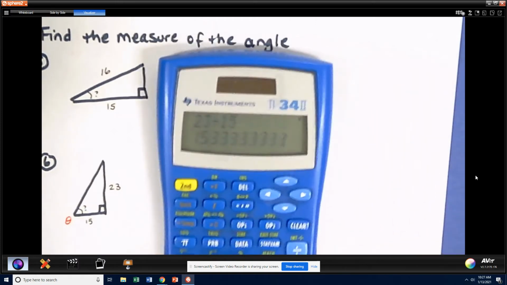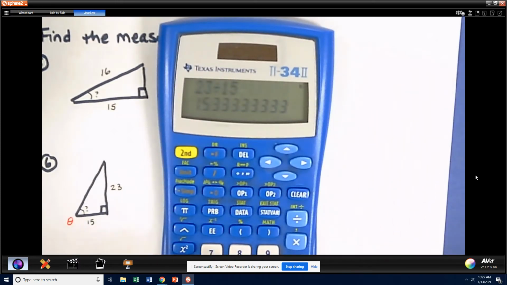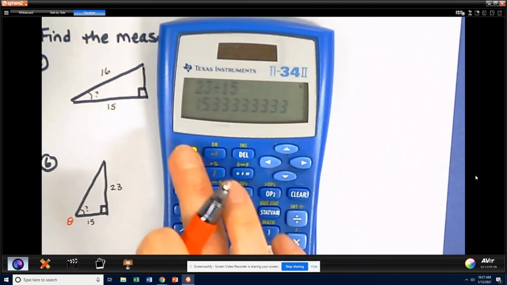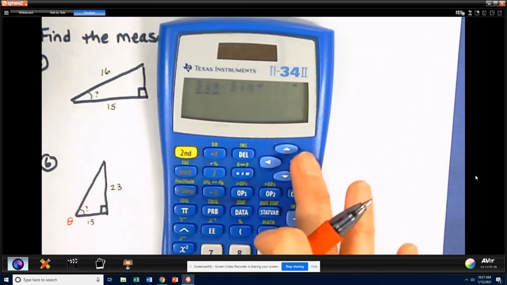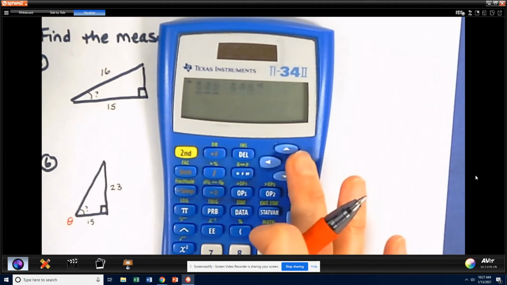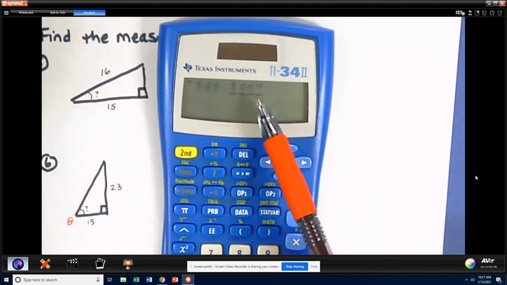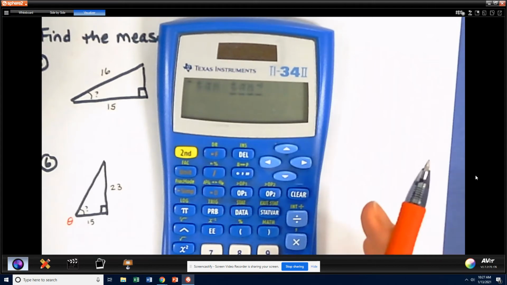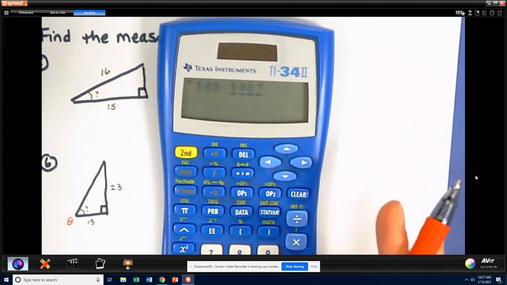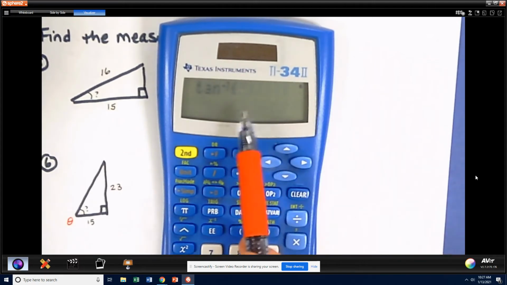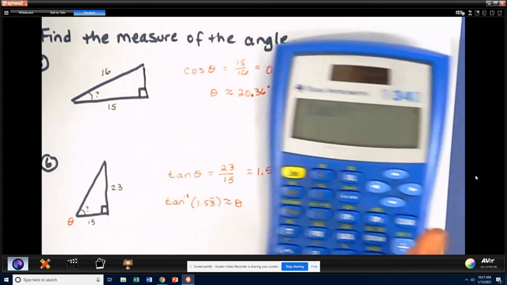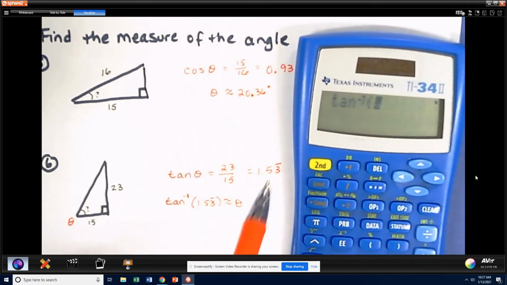So on this calculator, to do that, I need to get to my trig functions by doing the second and then that button. I go over till I find the tangent with the little -1 that's telling me I'm doing the inverse operation. I hit enter, but now I need to enter that number, and I don't want to round off this time. I want to just enter that number that was on the calculator a moment ago.